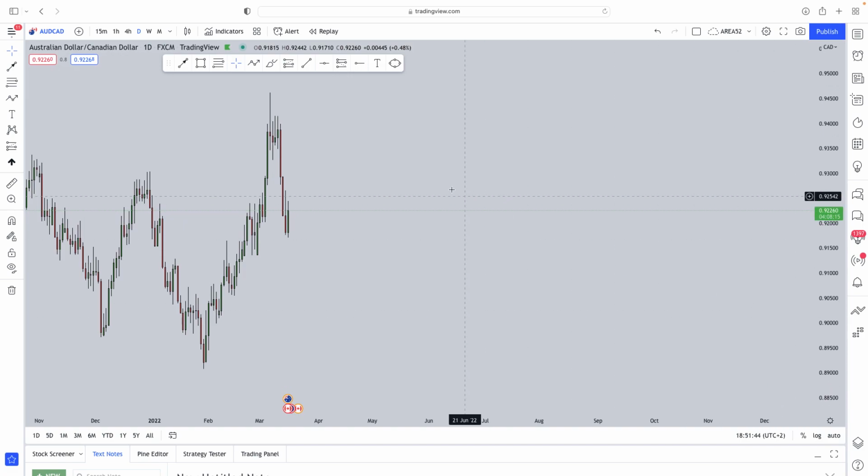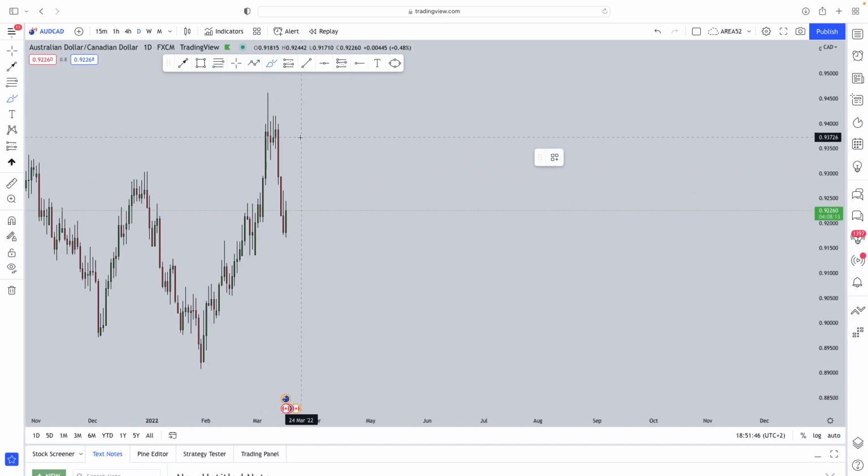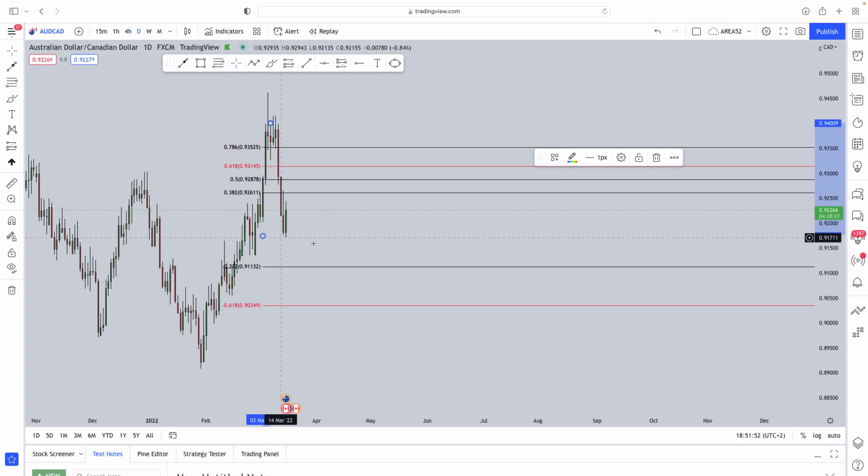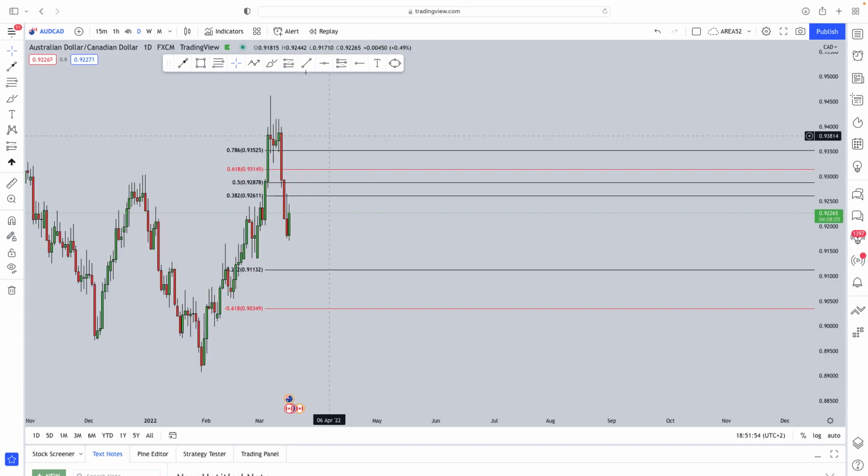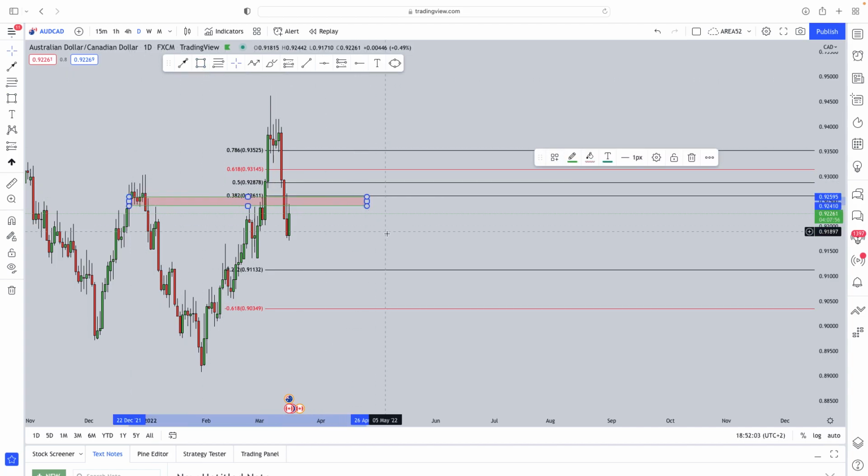Now, here from a daily perspective, what do we have? Firstly, we can see how the market printed this massive impulse. After an impulse, you expect a correction, and the best way to measure that correction is by taking your Fibonacci from the low to the high of the impulse. Firstly, we can see how the 78.6 is lining up perfectly with that structure. We also have the 0.382 that's lining up perfectly with the structure that the market had created over here.